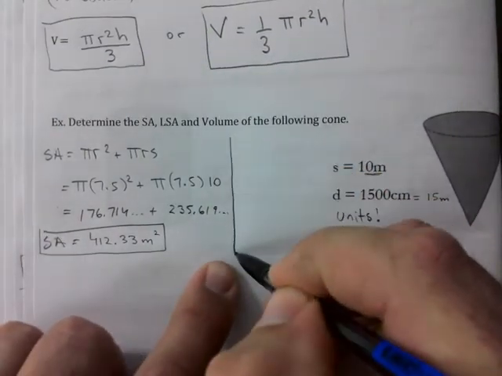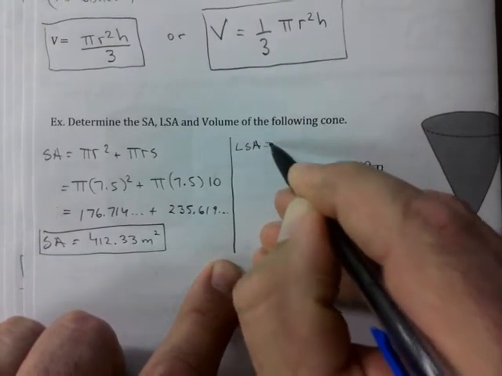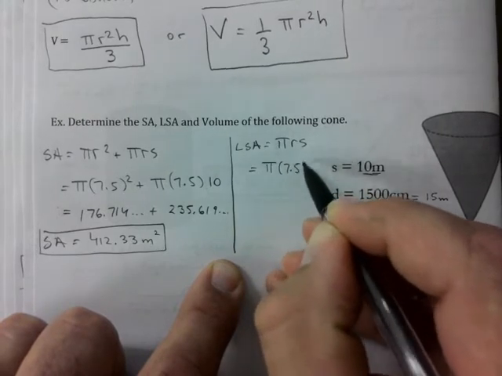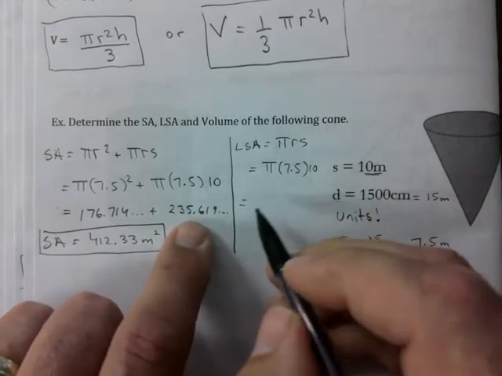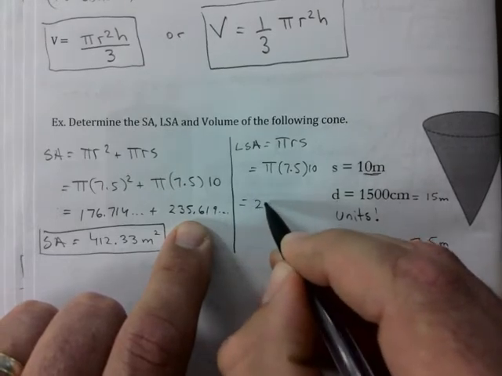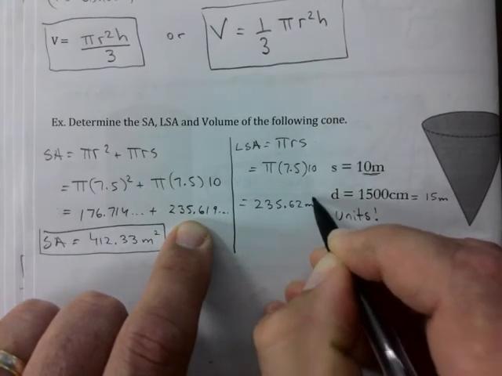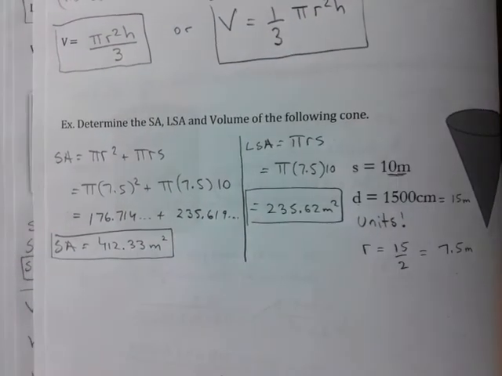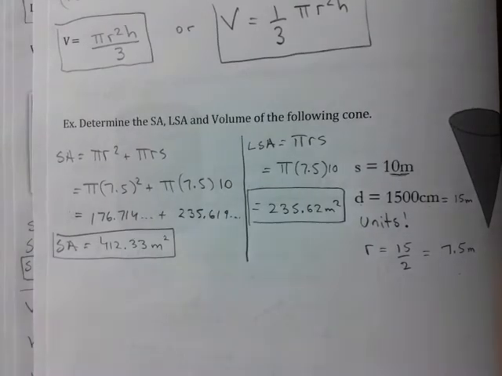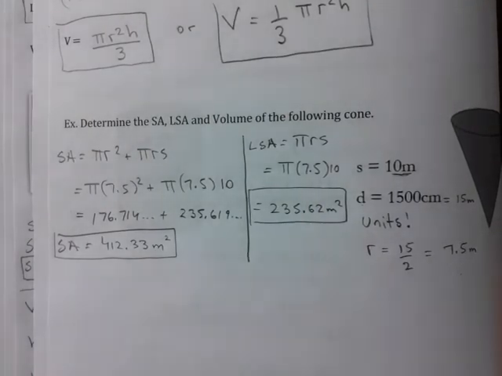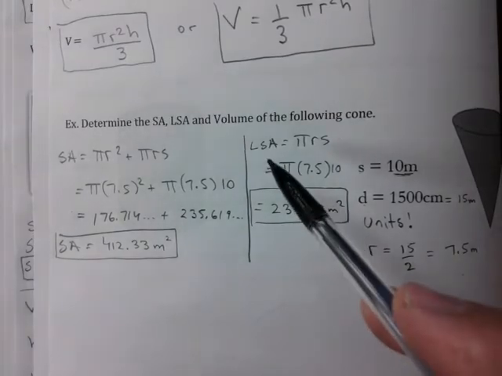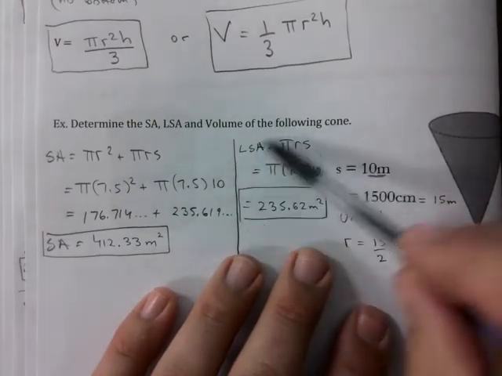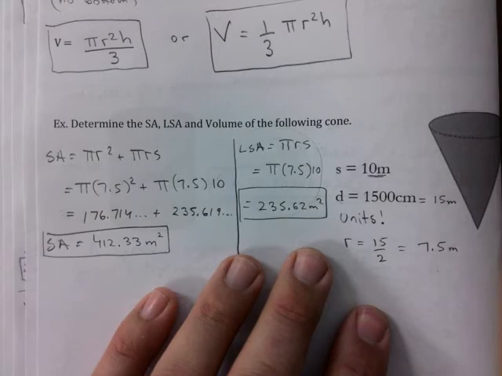And the lateral surface area is just pi rs, which is pi times 7.5 times 10. And I'm just going to steal the answer from next door here, 235.62 square meters. So this would be a cup, you know those paper cups you get from time to time, right? If it's asking how much paper is needed to make this cup, you would use this one. You would not want to include that circle at the top.